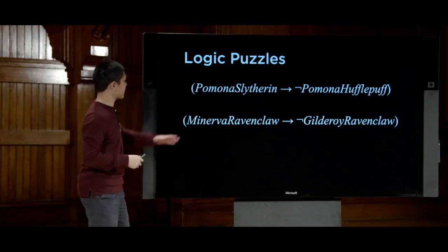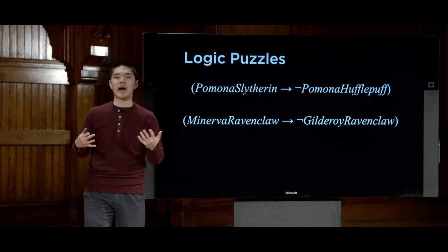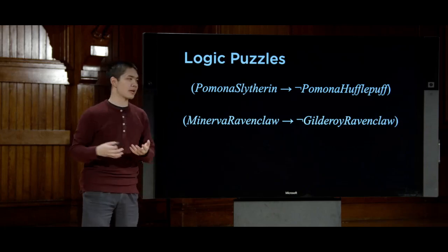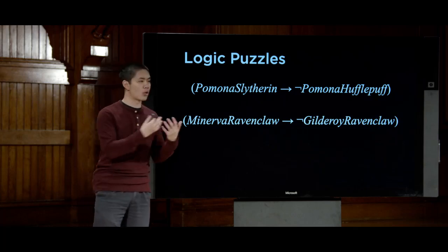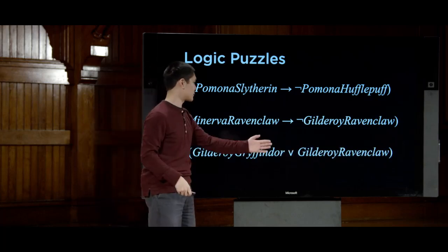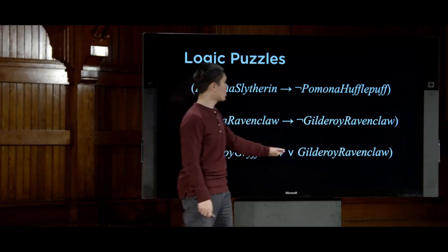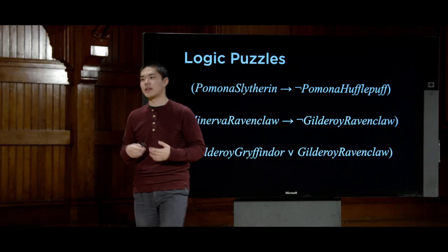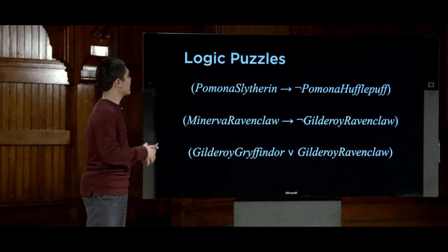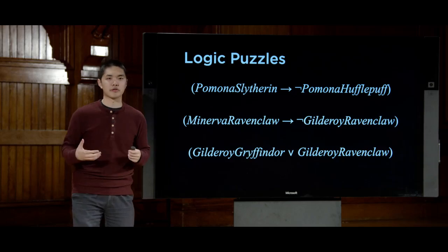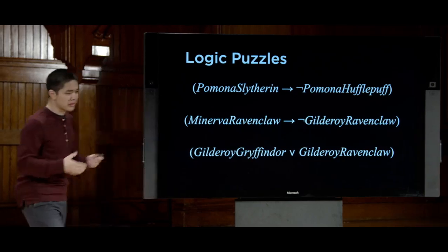And so in addition to sentences of this form, I also have the knowledge that was given to me. Information like Gilderoy was in Gryffindor or in Ravenclaw would be represented like this: Gilderoy Gryffindor or Gilderoy Ravenclaw. And then using these sorts of sentences, I can begin to draw some conclusions about the world. So let's see an example of this.